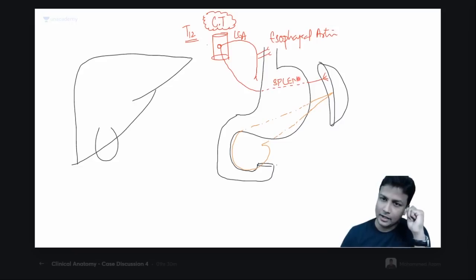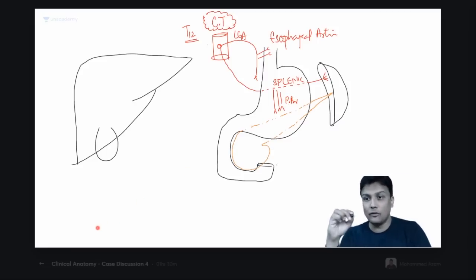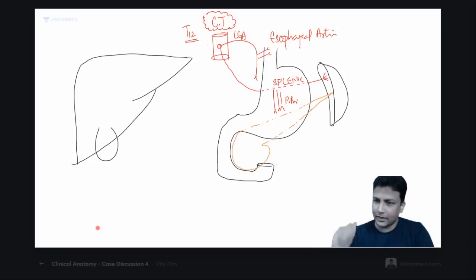Fine. And now let me make it easy for you to remember. While the splenic artery is going to the spleen, on the way it is giving branches to the pancreas. That is why the name is pancreatic branches. That is why I told you not to write down any full forms nearby. You write down the full form somewhere else. Pancreatic branches.